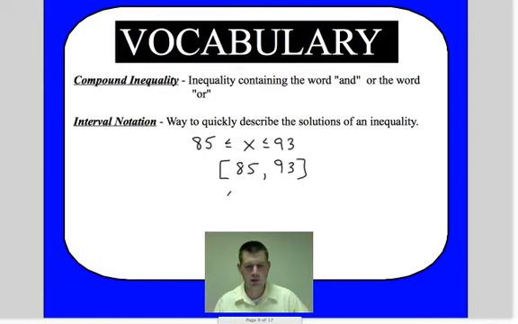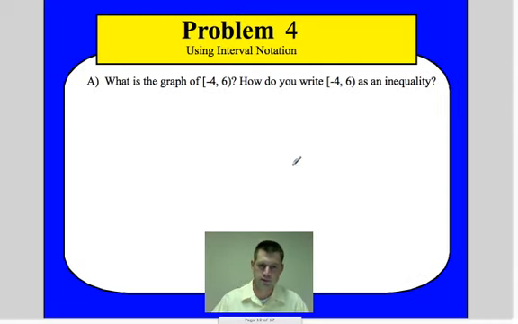Okay, if we didn't want to include those values, we would say parentheses, which is not including, and that would mean that we go to 85 but not actually including 85. Okay, so that would be less than but not equal to. But this is a quick way, so we're saying values between 85 and 93. That's what interval notation is.